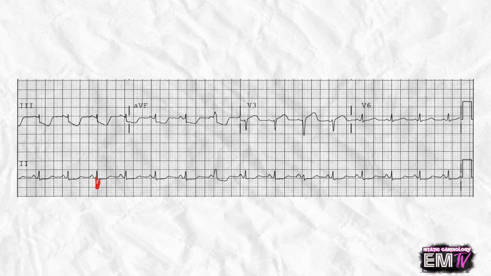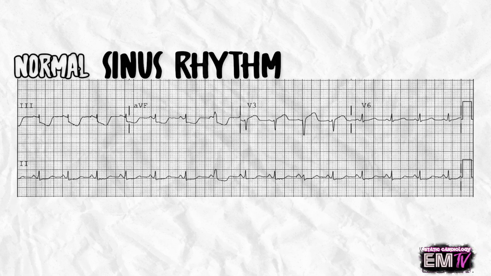The next thing I'll do is compare the R to R intervals. I'm doing this because I'm looking for regularity of the rhythm. The R to R intervals appear regular. Because of all of these different factors, the narrow QRS complex, the fixed PR interval, and the consistent R to R, my diagnosis is going to be normal sinus rhythm.